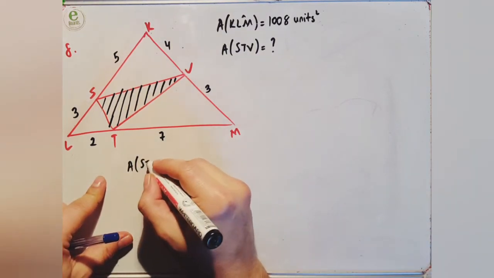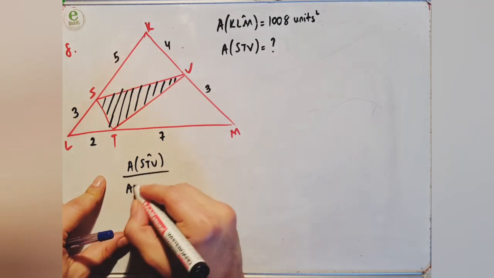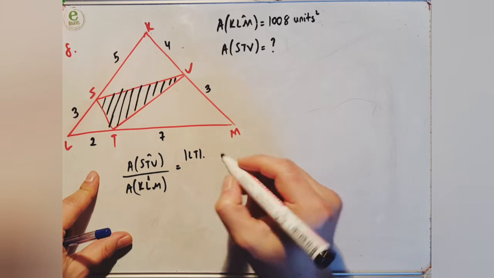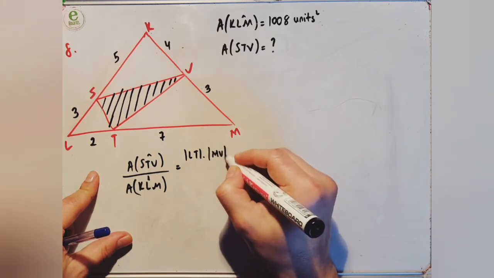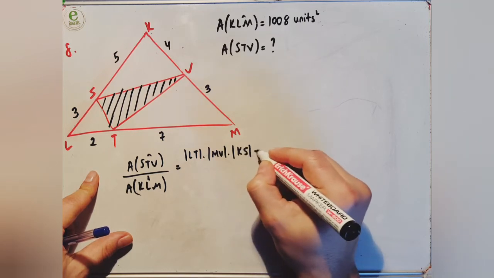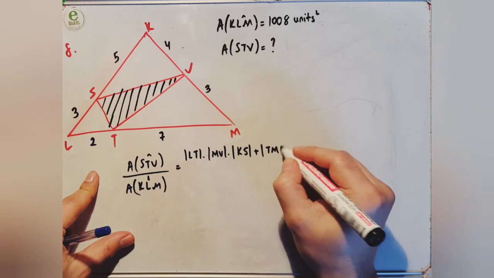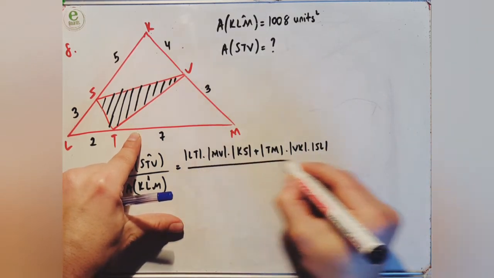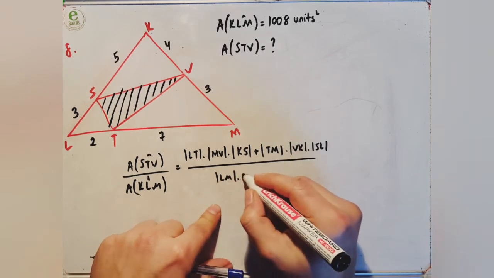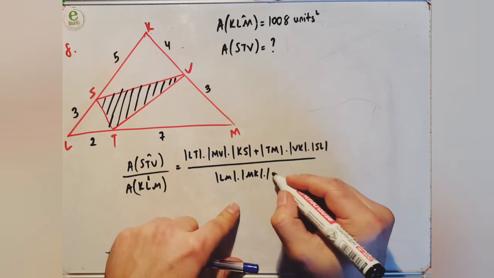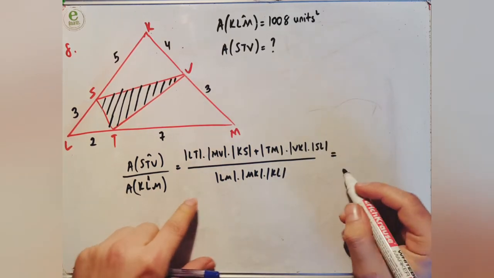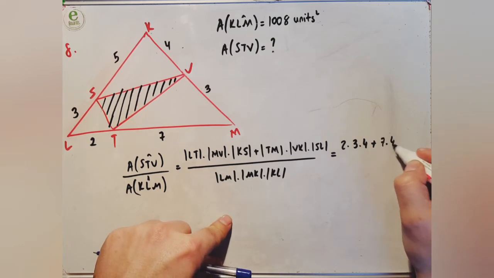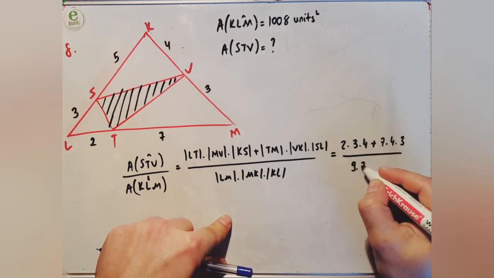The area of STV over the area of KLM is equal to LT times MV times KS plus TM times VK times SL over the length of LM times MK times KL, which is equal to: LT is 2, 3, 4 plus 7 times 4 times 3 over 9 times 7 times 8.